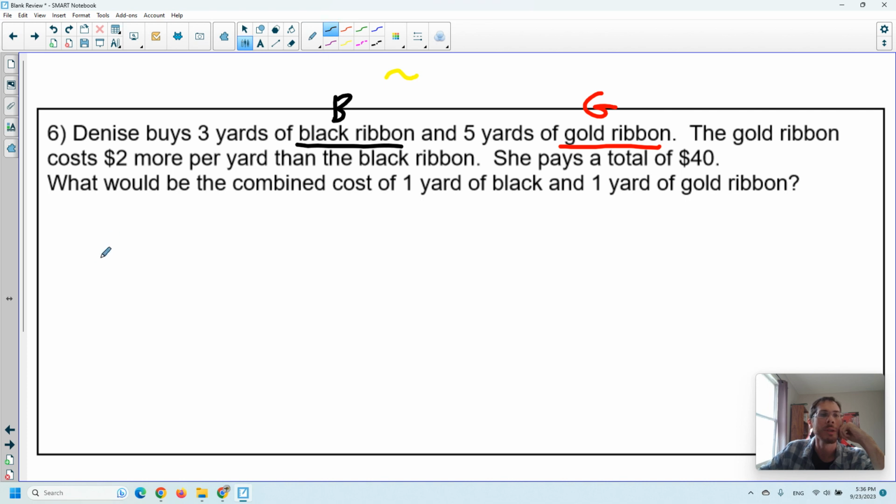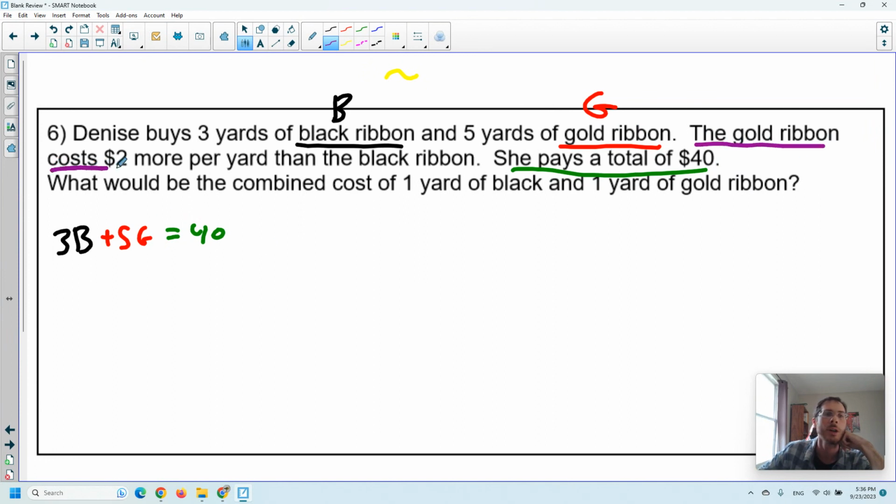So we know we're getting 3 yards of black and 5 yards of gold. And we're going to pay a total of $40. Now, already this looks a little bit more complicated than some of the stuff we've done in class because we see we have 2 variables. So there has to be something that we can do to get rid of one of the 2 variables. And that's what this sentence here is telling us. The gold ribbon costs $2 more per yard than the black ribbon.